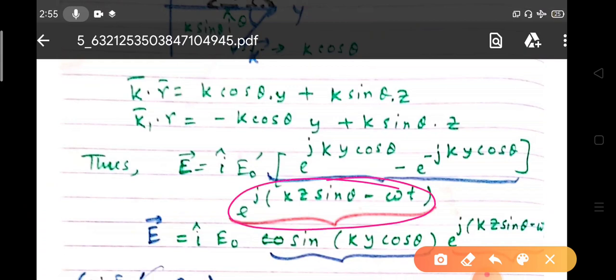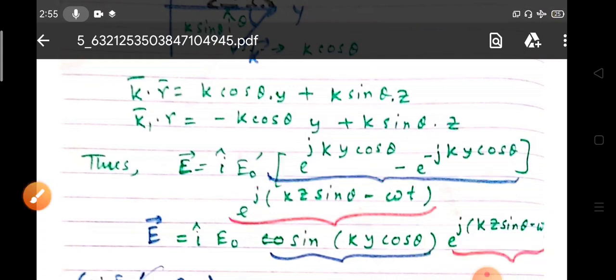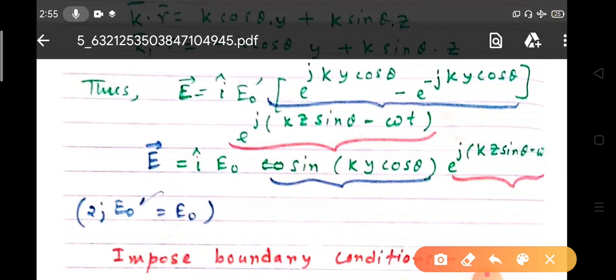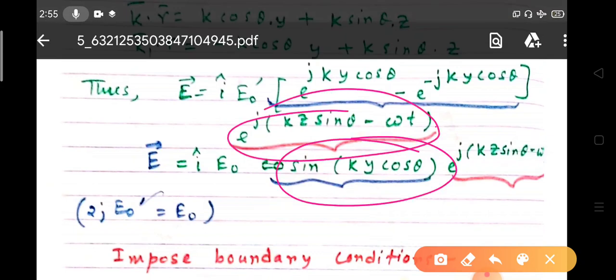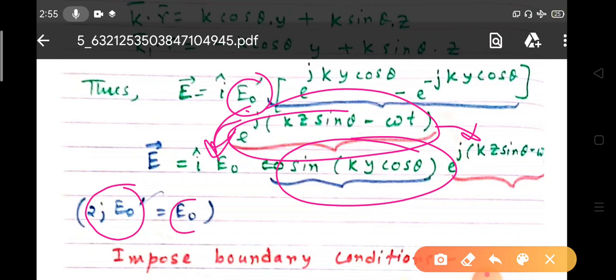So we take this out and get a term like e to the power j theta minus e to the power minus j theta. Whenever you solve this, you will get a sine of ky cos theta, and the rest remains as it is, that is e to the power j (kz sin theta minus omega t). After simplification we get the term 2j E naught prime, and we denote this 2j E naught prime as E naught. So this is our electric field.